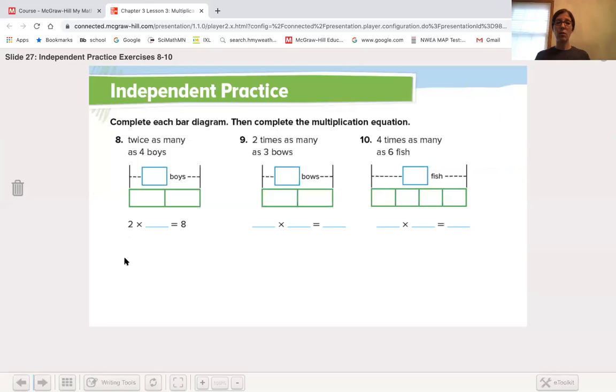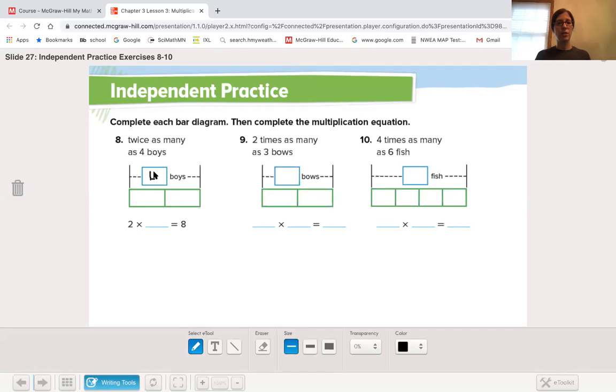Again, we have it now with the bar diagrams. Twice as many as 4 boys. So you're thinking 4 boys twice as many. So these are great visuals. Okay, 4 once, 4 twice. Twice as many as 4 boys. Now you try 2 times as many as 3 bows, and then fill it in. And 4 times as many as 6 fish.